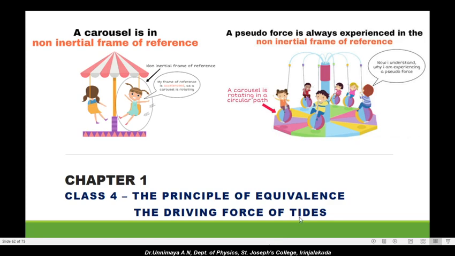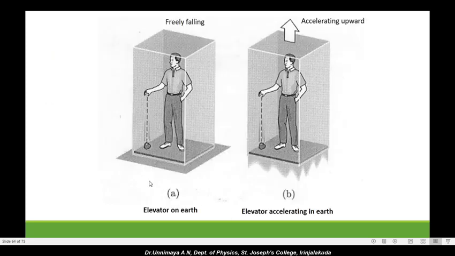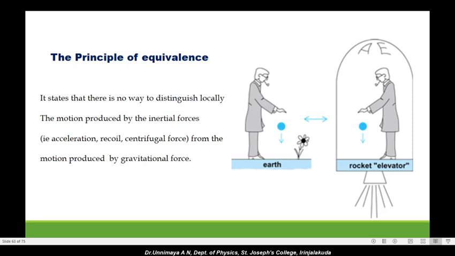Okay, so the first topic is the principle of equivalence. The principle of equivalence states that there is no way to distinguish locally the motion produced by inertial forces like acceleration, recoil, centrifugal force from the motion produced by gravitational force. That is, it is difficult to distinguish the motion produced by inertial forces from the motion produced by the gravitational force.